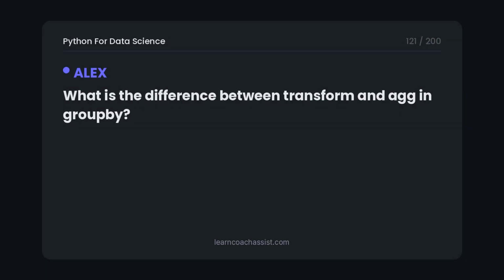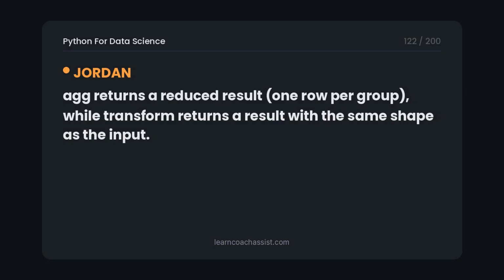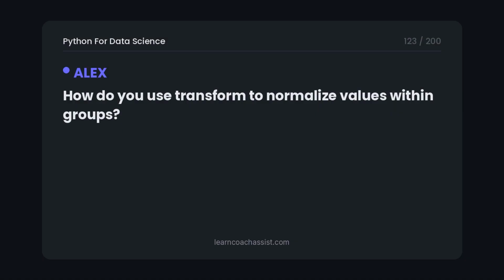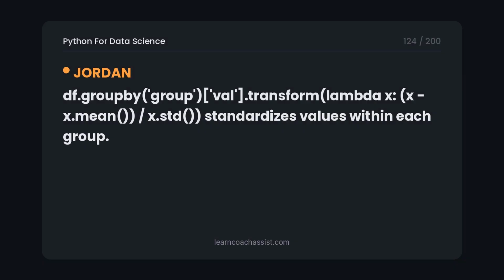What is the difference between transform and agg in groupby? agg returns a reduced result, one row per group, while transform returns a result with the same shape as the input. How do you use transform to normalize values within groups? df.groupby('group')['val'].transform(lambda x: (x - x.mean()) / x.std()) standardizes values within each group.